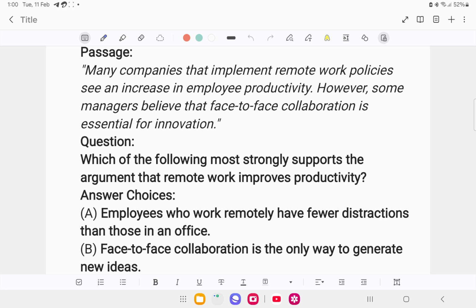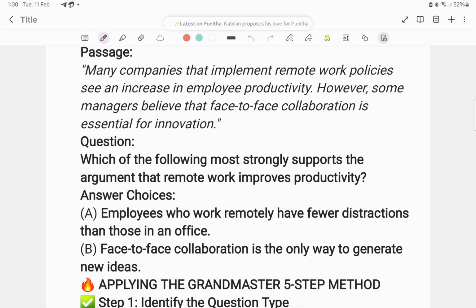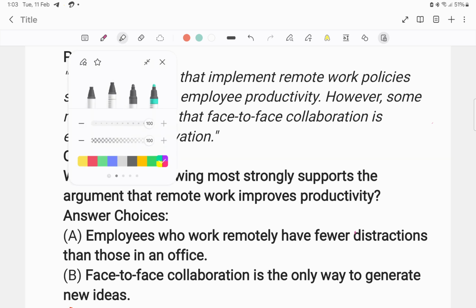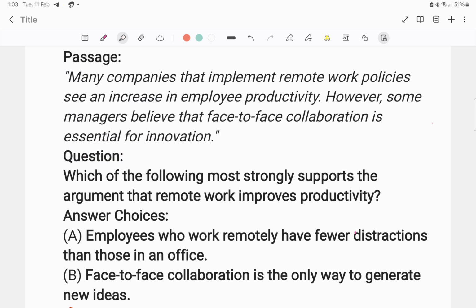So this is your passage. So what you need to do first, step 1, is to identify the question type. You need to read the question. What is the question?